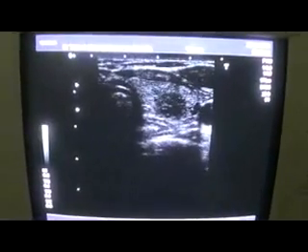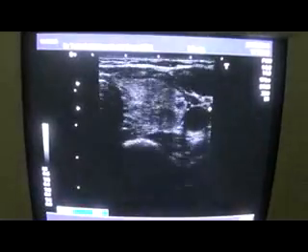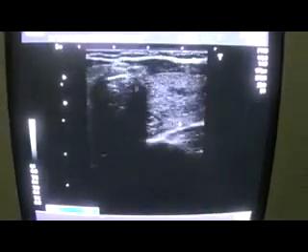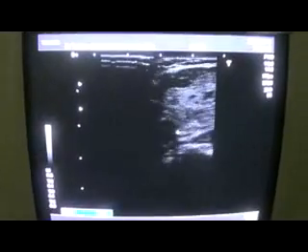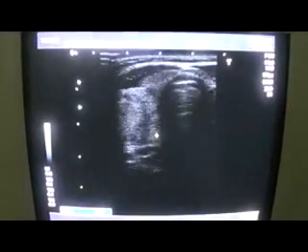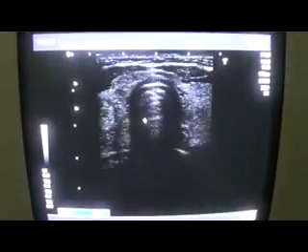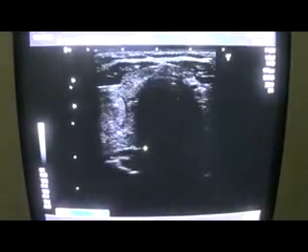Now this vessel is the common carotid artery, and here is the internal jugular vein in transverse section. Similarly, here is the common carotid artery. So these are the cartilages, whereas this is air, tracheal air also seen. Now this is a multinodular goiter. Thank you very much.